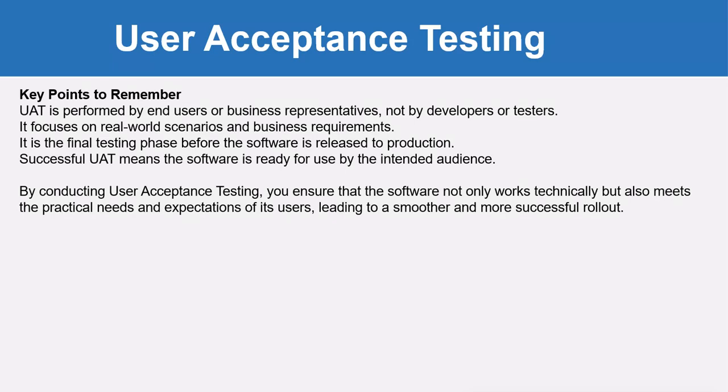So the key points to remember here are that UAT is performed by end users or business representatives, not by developers or testers. It focuses on real world scenarios and business requirements. It is the final testing phase before the software is released to production. Successful UAT means the software is ready for use by the intended audience. So by conducting user acceptance testing, you ensure that the software not only works technically but also meets the practical needs and expectations of its users, leading to a smoother and more successful rollout.